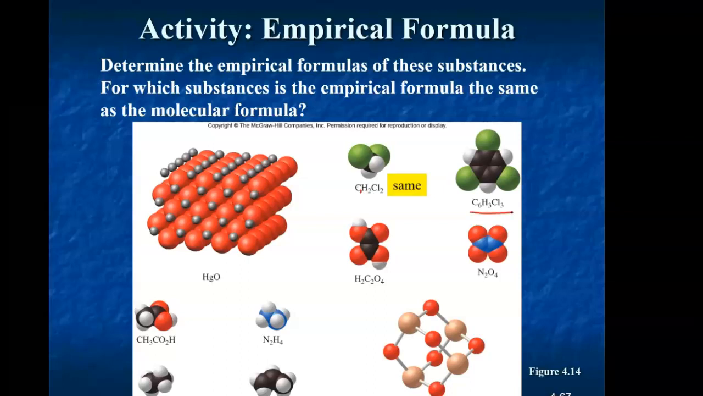Can we simplify this one? If we can simplify it, what would we simplify it to? So what would this one be? Yeah, so we're getting this: C2HCl. Okay, how about, can we simplify this? HgO. Yeah, we can't, right? It's already as simple as it gets. So it would have the same empirical and molecular formula. How about this one? What would this simplify to?